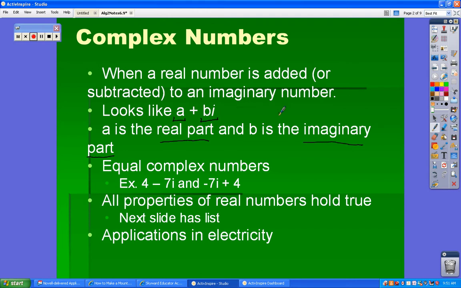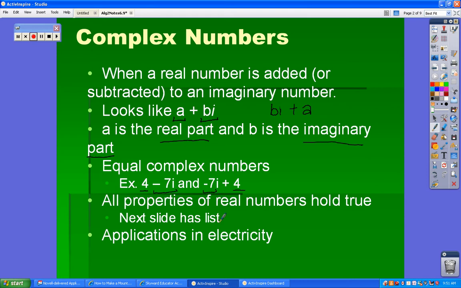If you do have the imaginary part first and then the real part, that is okay. So these two are equal, but most of the time I'd say people do write it like a plus bi. Okay. These are equal complex numbers because the real part is equal, 4 and 4. The imaginary part is equal, negative 7i, negative 7i.